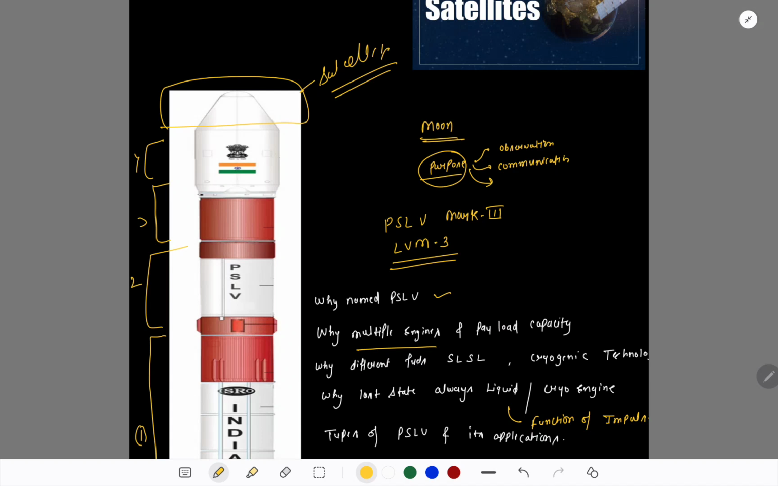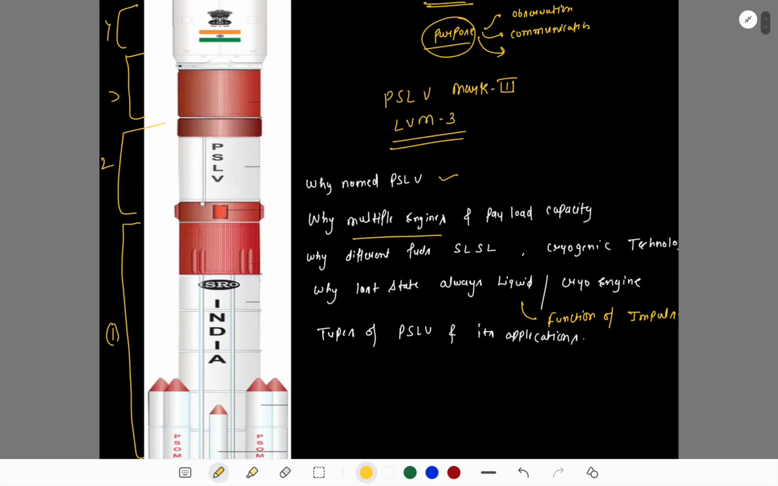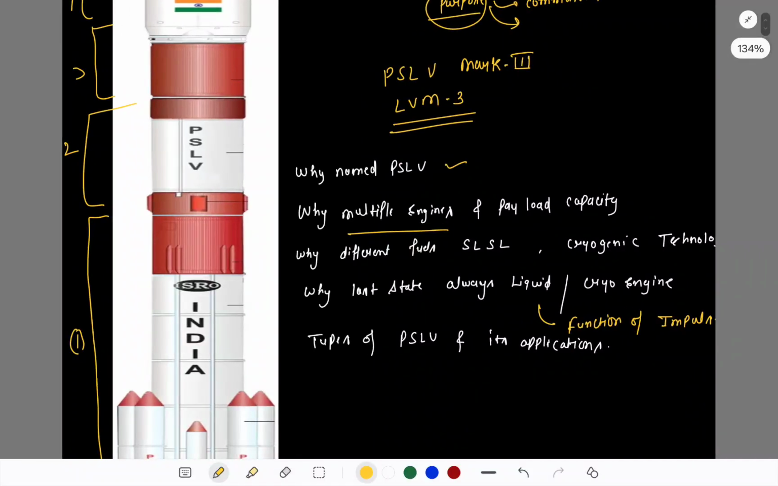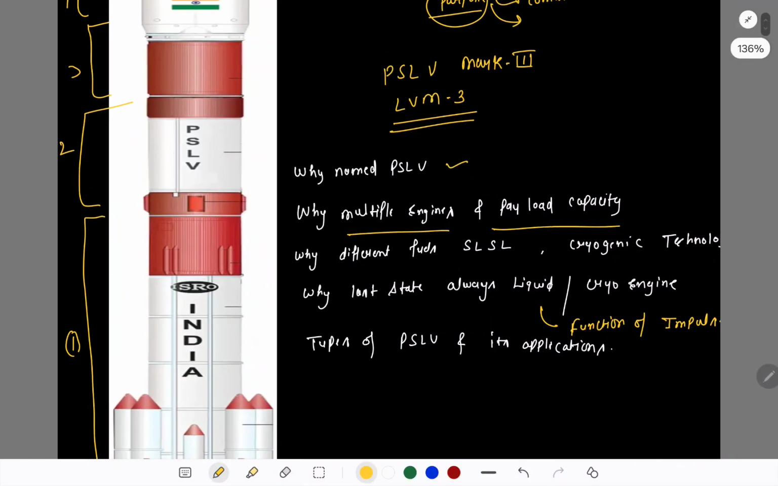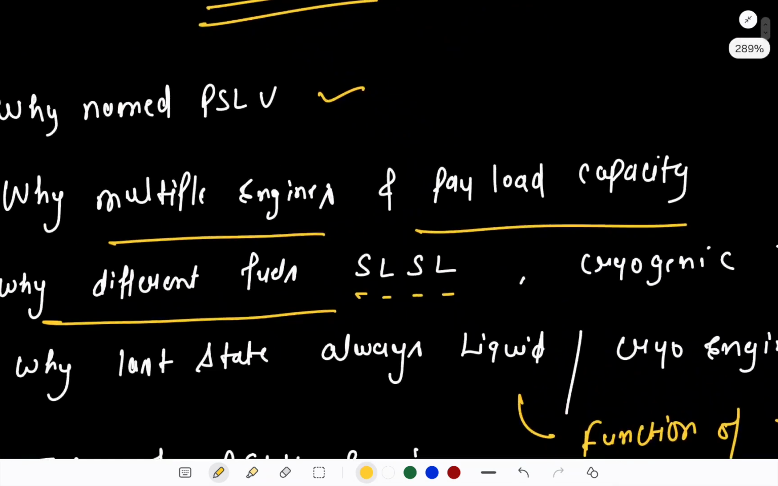Got the point? So what is the purpose of these different stage engines? We're going to look into the details of it, and we will also talk about the payload capacity of the PSLV and the type of fuel it contains: solid, liquid. We will talk about what different kinds of fuels it has. What is the significance of the solid fuel, what is the significance of the liquid fuel, and why is the last stage liquid only?